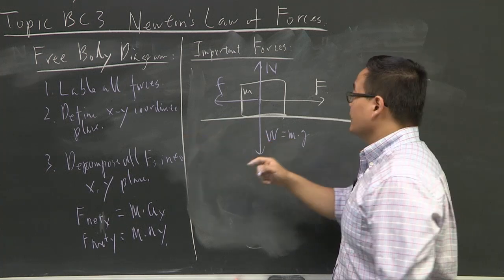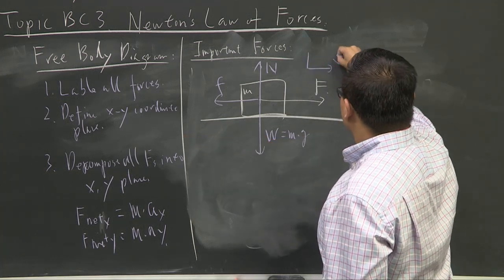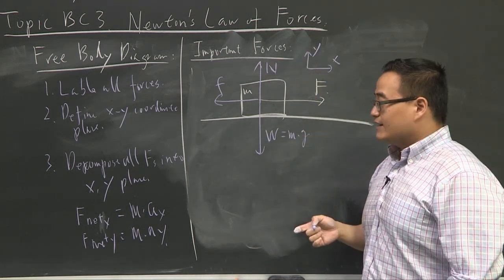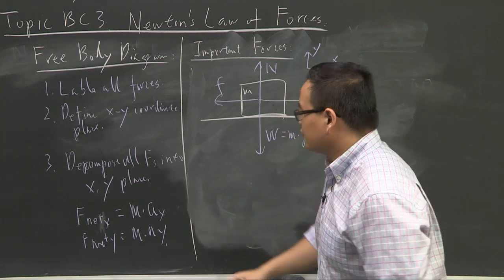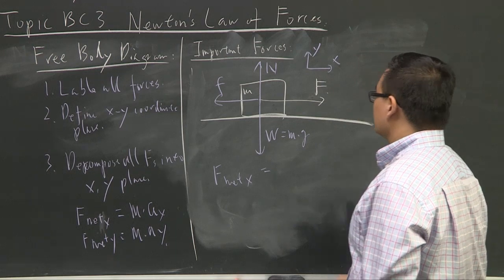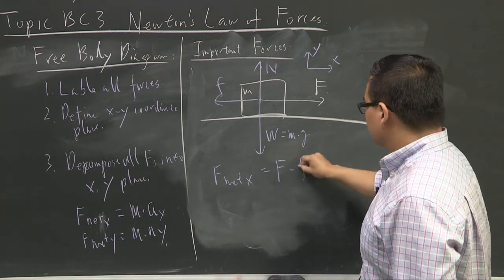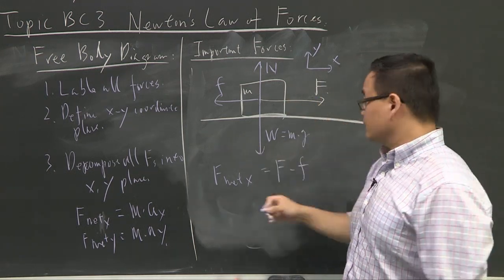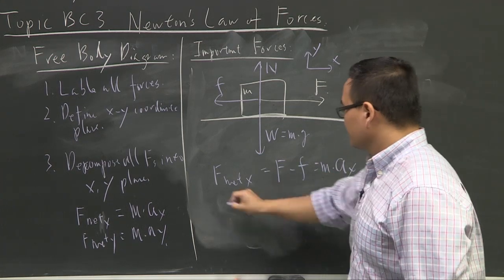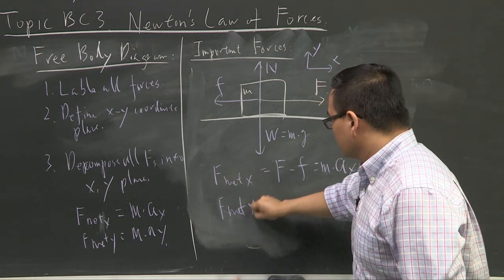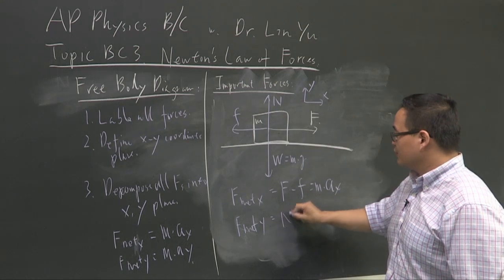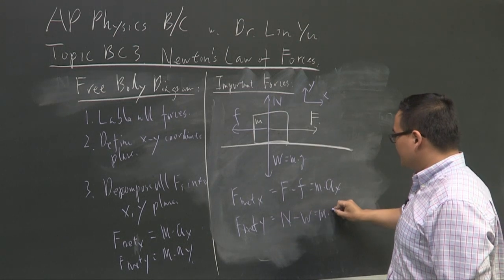Define your xy coordinate plane. This will be positive, this will be positive. It's fine. And then you find your force net of x, force net of y. Force net of x will simply be force minus friction, force is positive, friction is negative, and it's equal to m times ax. Force net of y will be positive normal force minus the weight, which is mass times ay.